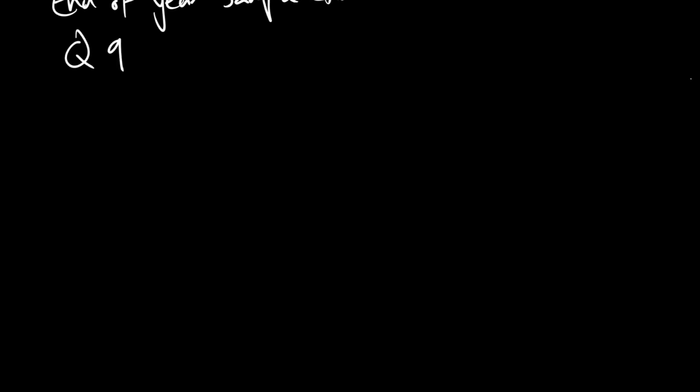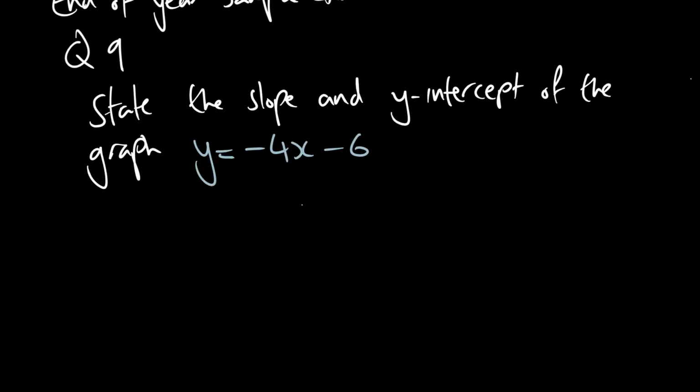These are videos about the end of year sample exam. This is the video for question 9. Let's have a look at the question. Okay, so here we can see the question. It says state the slope and the y-intercept of the graph y is equal to minus 4x minus 6.